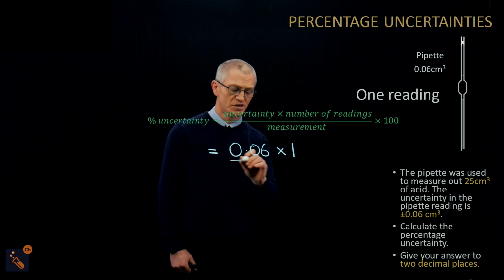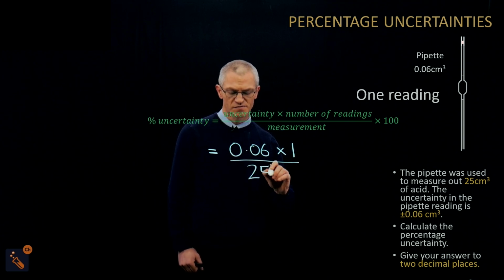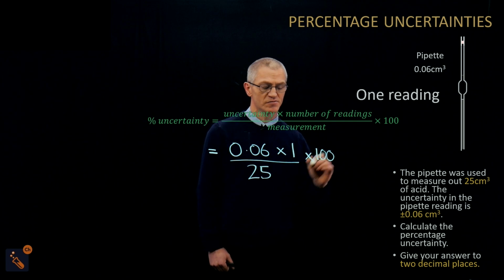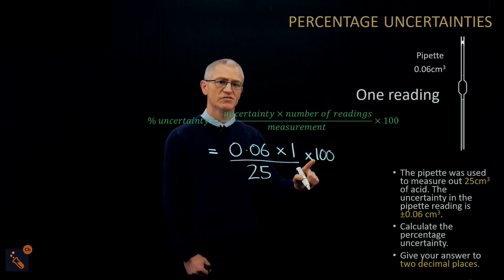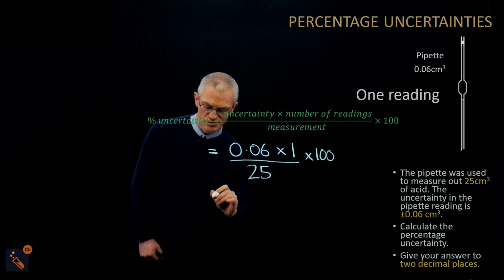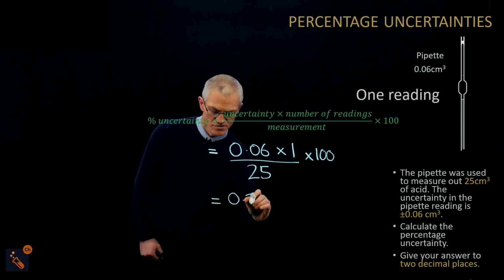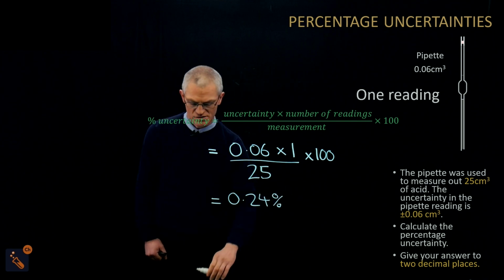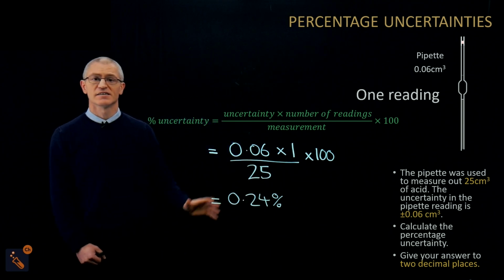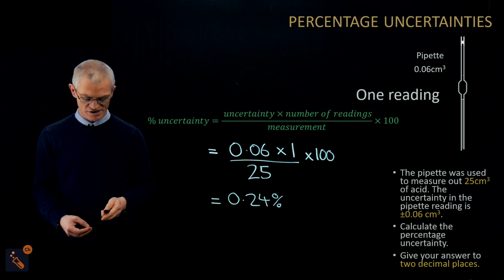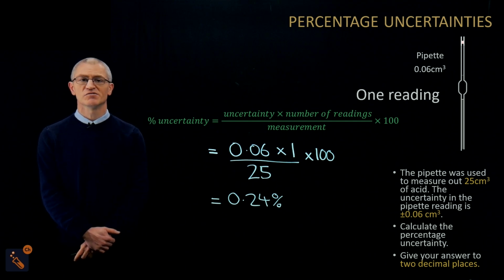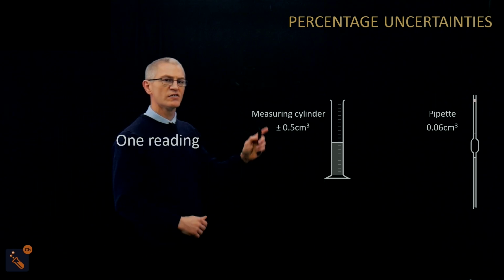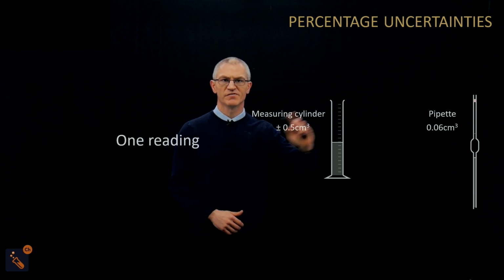Okay. We know the measurement. The measurement is 25. Okay. And we know it's a percentage, so don't forget the percentage. Okay. So there is our calculation, and that equals, if you put it in the calculator, 0.24%. Okay. And that is the simplest version and the way in which you calculate percentage uncertainty when you have a piece of apparatus with 1 reading. So having done the calculation, it's important just to remind you again, measuring cylinder, pipette for 1 reading.